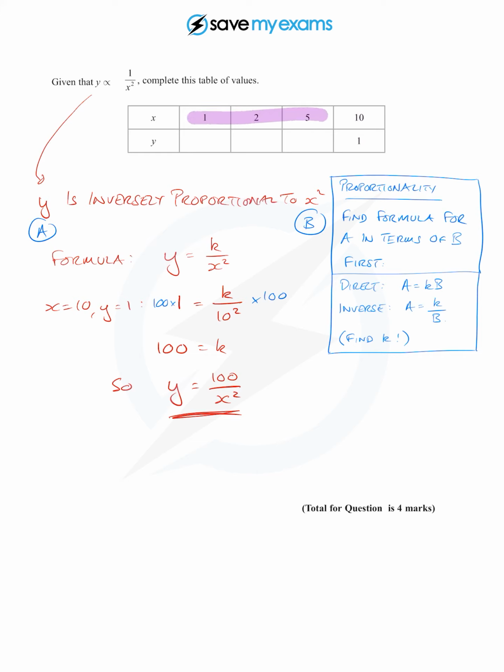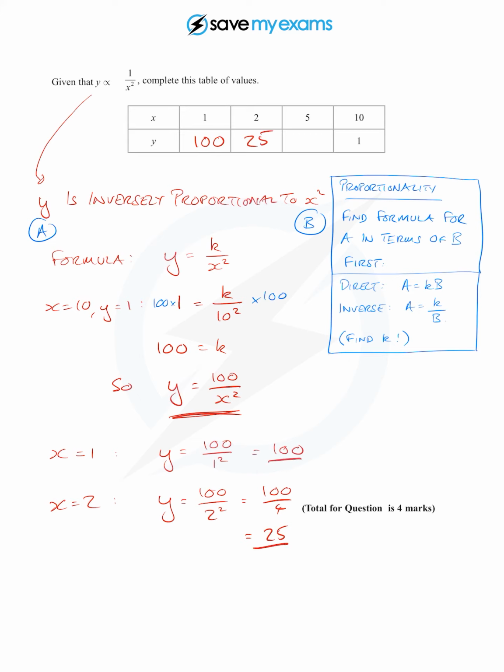So we now simply put these x values, 1, 2 and 5, in turn into my formula, and I get my y values. X equals 1, y equals 100 over 1 squared. Well, 100 over 1 squared is obviously 100, because 1 squared is 1. And if I put x equals 2 in here, I get y equals 100 over 2 squared. There we go, 2 squared, 100 over 4. How do I divide by 4? Well, I can divide by 2 twice. So 100 over 2 is 50, and 50 over 2 is 25. So there we go. Those are my first two answers.